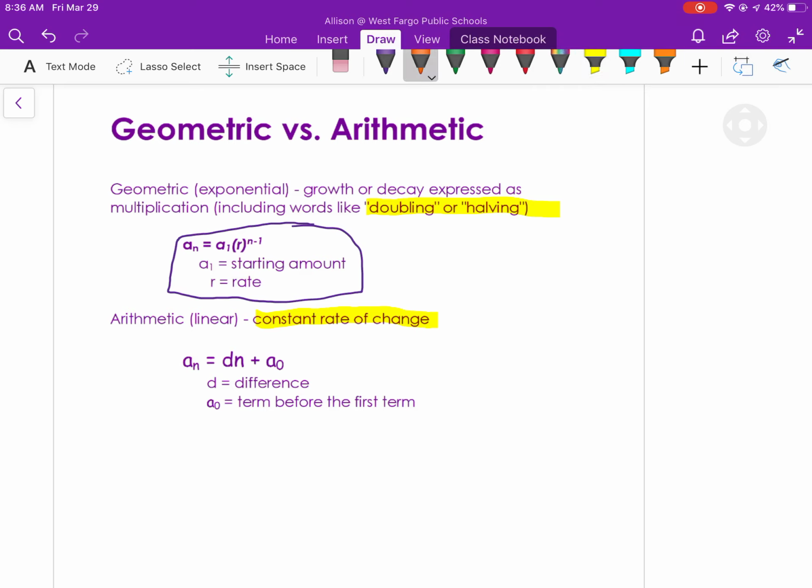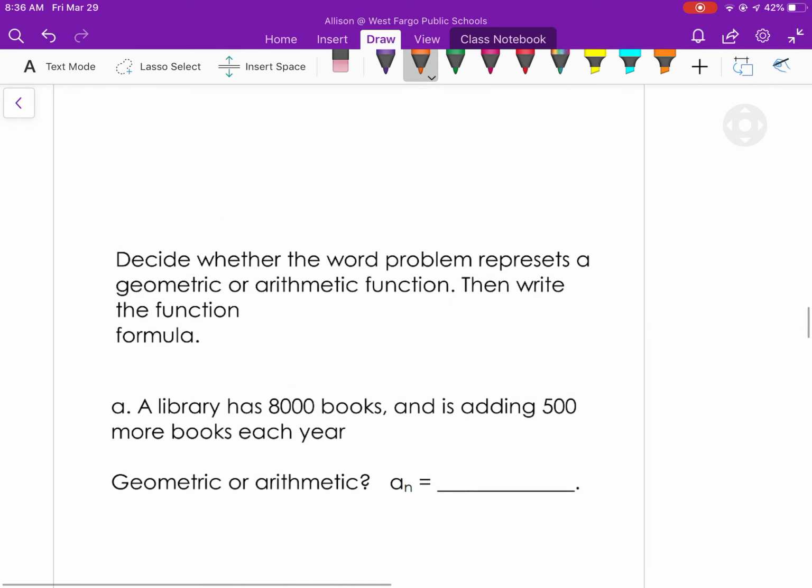The formula for an arithmetic series is given here as a reminder. a sub n equals dn plus a sub 0, where d is your common difference, what you're adding or subtracting every time, and a sub 0 is your term before the first term. So that's a little review and some key words that we're going to be looking for when comparing the two situations. So let's look at an example.